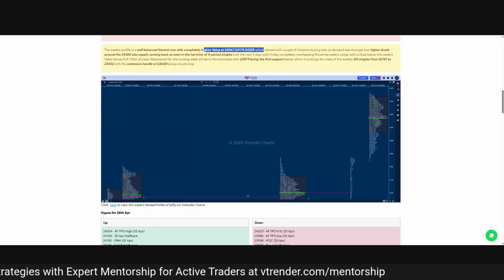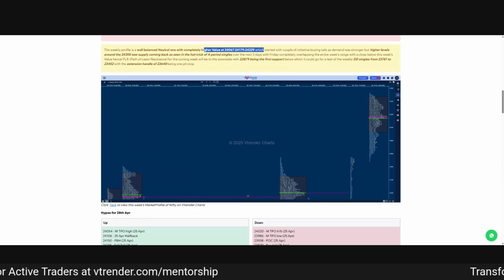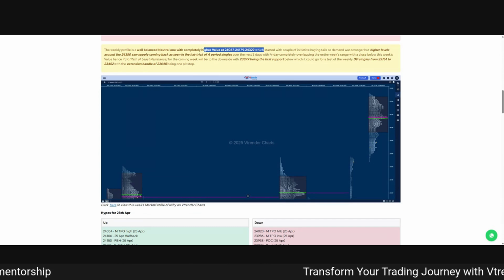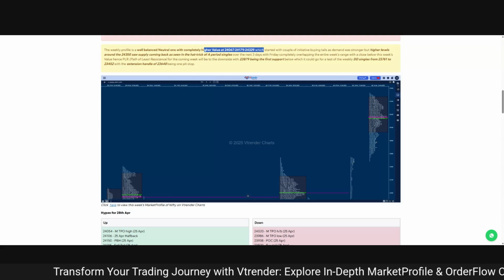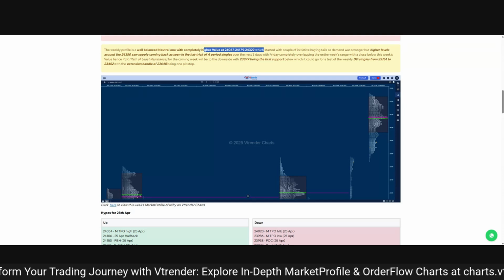So we give a lot of importance to the singles which come in the first TPO of the day, the A period. So as long as we are getting A period buying tails, the bias would be on the upside. But if we are getting back to back A period selling tails, we know that the structure has changed, and now we need to look for the downside.